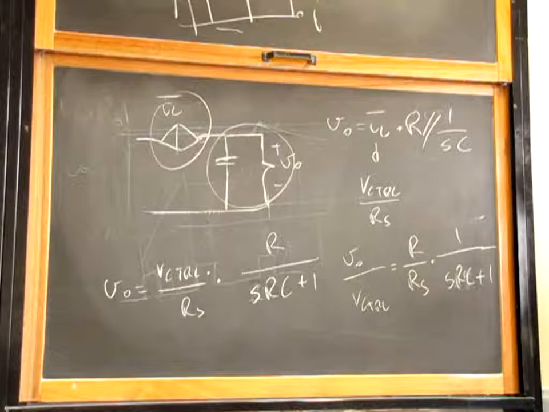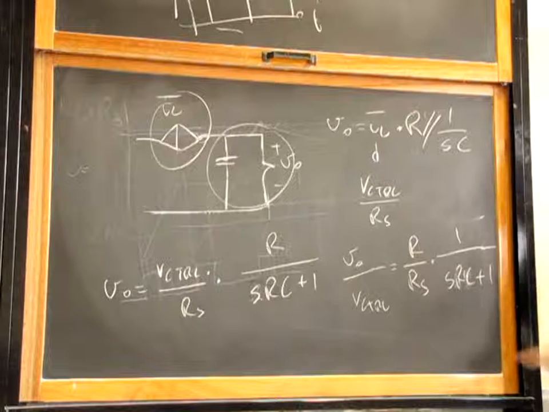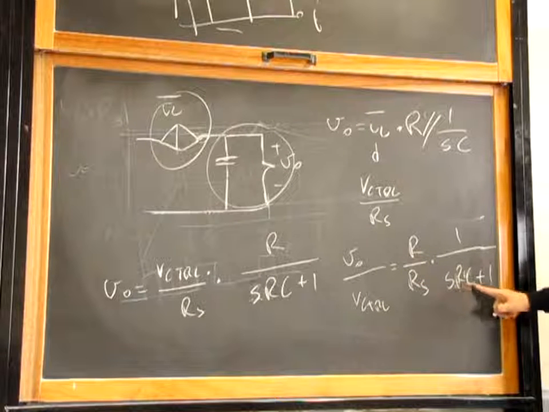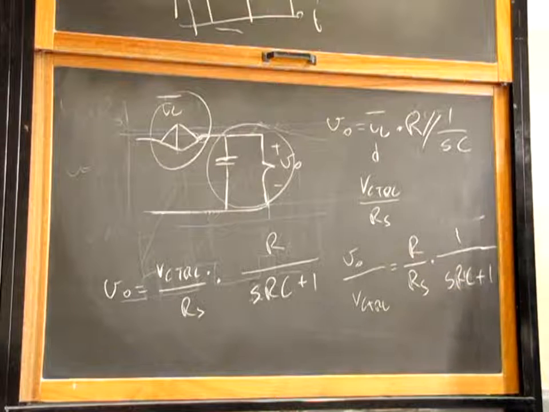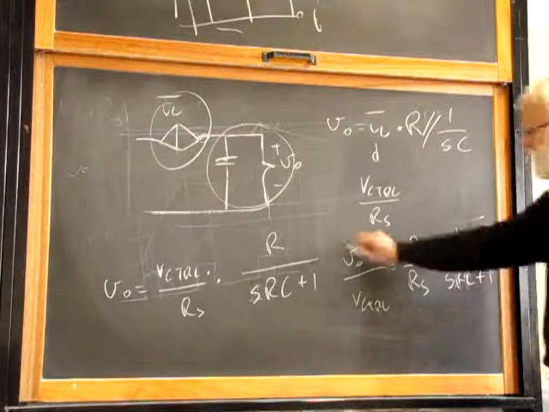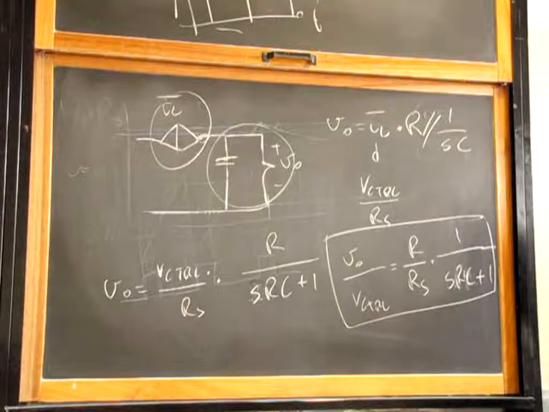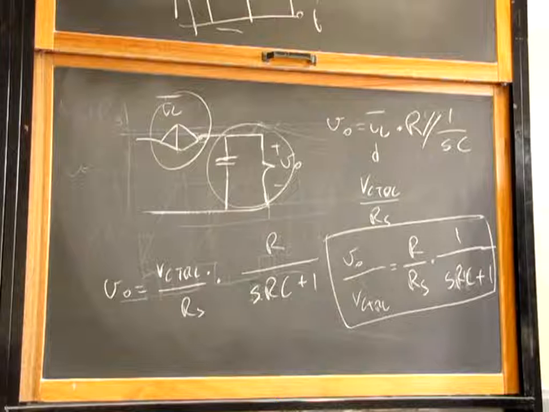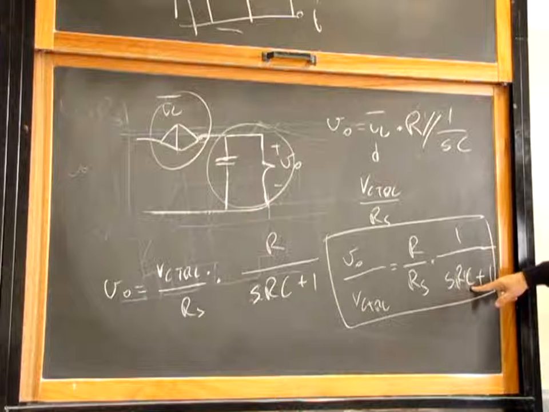Let's check if everything is okay. This is dimensionless, R divided by R is dimensionless, RC is a time, multiplied by a frequency is dimensionless, plus 1. Okay, so it actually checks. Yay! I got the transfer function between the output voltage and the control voltage. And this transfer function has one pole.